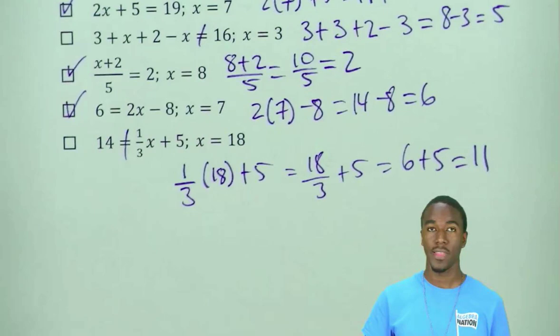Okay? That's it for this one. All right? So you guys got this. Just make sure you keep practicing. You'll be able to figure out what values of a certain variable would create a true number sentence and when you have a true or false number sentence.